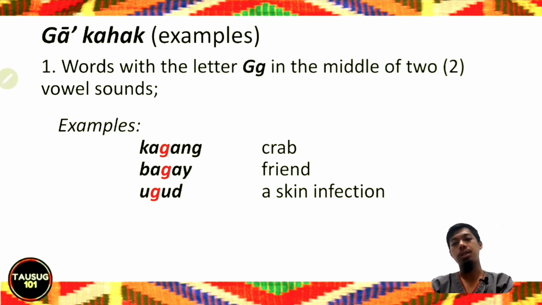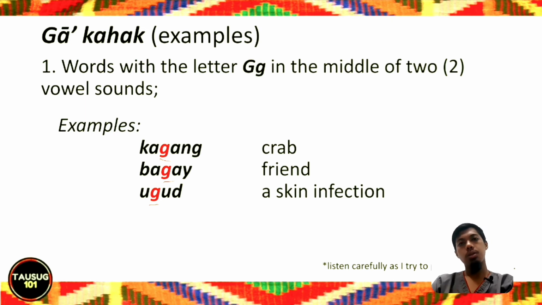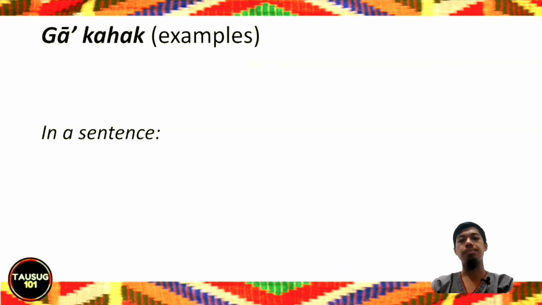Why? Because the letter Ga here are in between two vowel sounds. This is quite hard for new beginners, new to the Bahasa Sūg sound, but later on you will just keep on practicing. Later on you will master this sound.